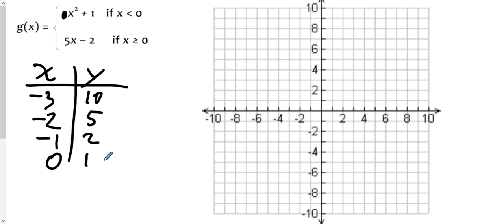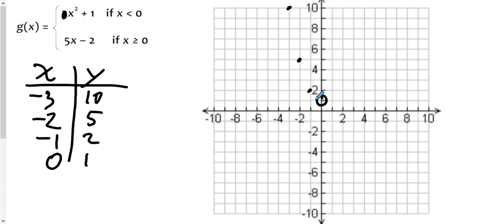So let's go ahead and plot those. So -3, 10 is up there, -2, 5 is right there, -1, 2 is right there. But remember, 0, 1 is actually not defined because this is defined for x less than 0, but not when x is equal to 0. So that means that there's going to be an open circle at 0, 1.